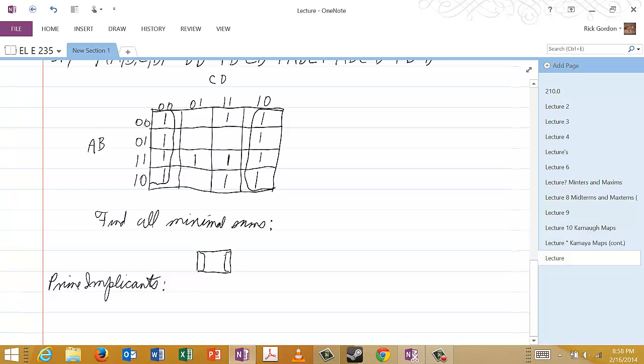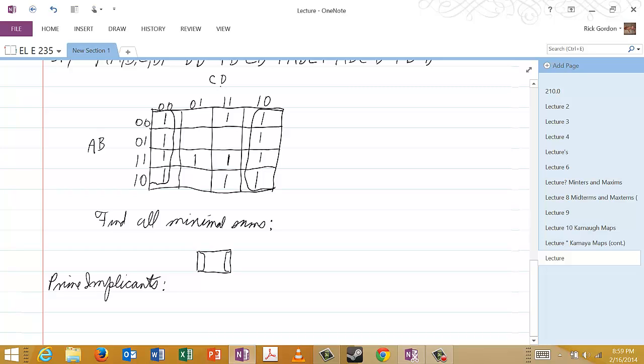Clearly, A will not appear in the name because A is changing. In the first 2 rows, A is 0. In the second 2 rows, A is 1. So the value of A, since it's changing within the prime implicant, will not appear in the name. Likewise for B. B is equal to 0 in the first and last row and 1 in the 2 middle rows. It's changing, so it will not be in the name.